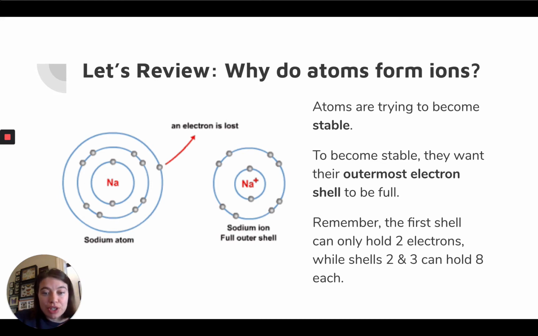Remember, the first shell can only hold up to 2 electrons, so you see 2 electrons in that innermost shell. The second shell can hold up to 8. Third shell can also hold up to 8. And you'll notice that we tend to put these electrons into pairs so that they're nice and easy to see and tell how many need to be gained or lost.